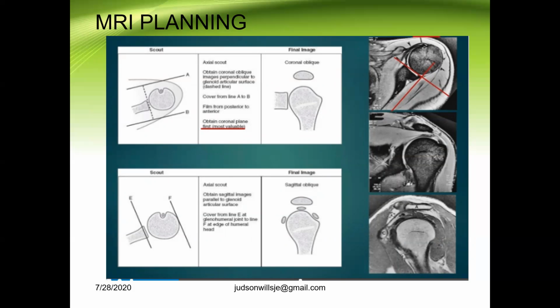And when we plan the sagittals to obtain the sagittal images, the planning should be parallel to the glenohumeral articular surface. So in coronal it should be perpendicular, and in sagittal it should be parallel. That's the basic planning method of the shoulder joint.